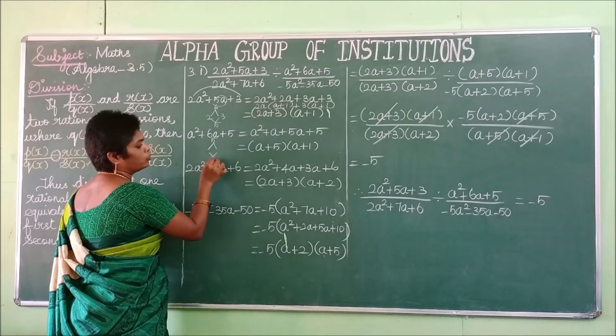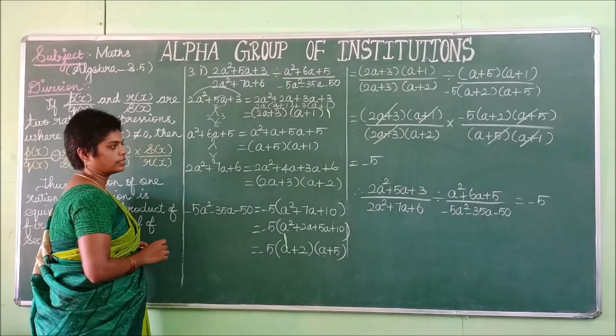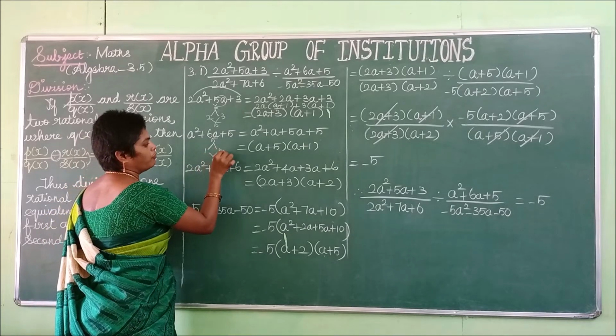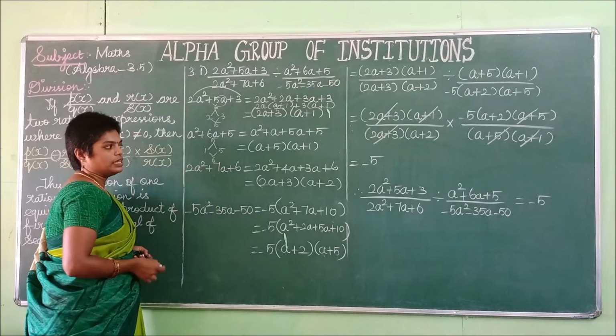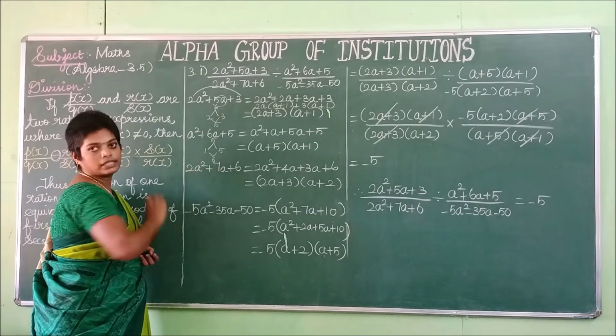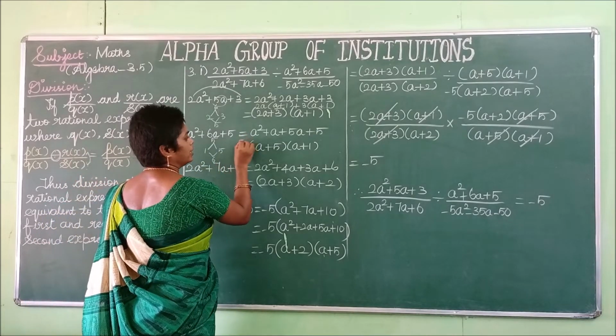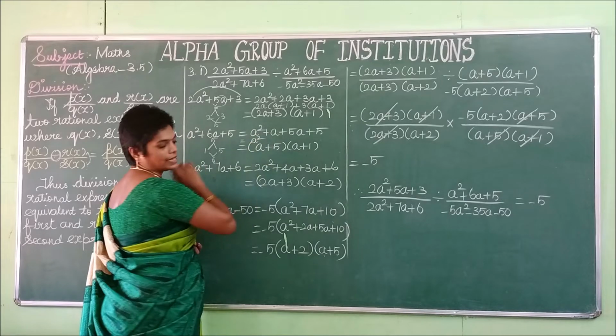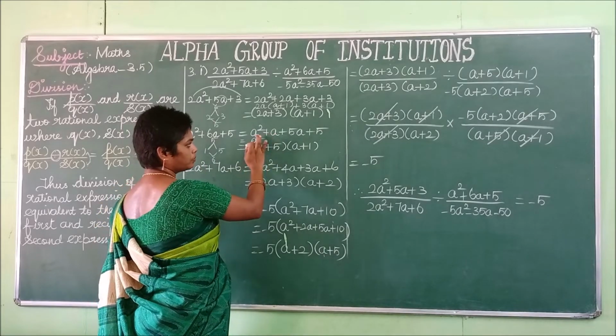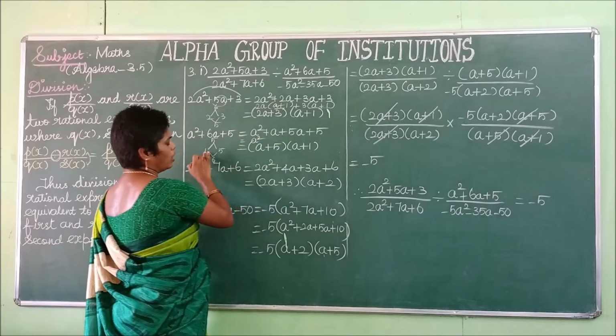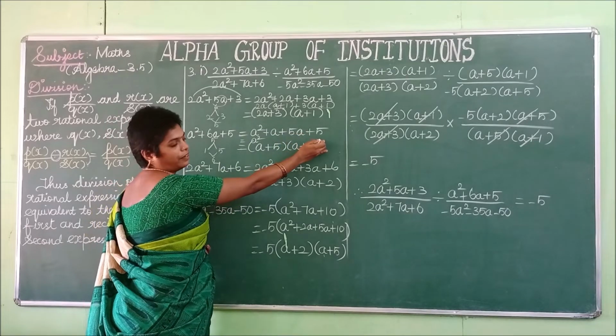If you add any two numbers, you get the value 6. So what is that? 1 and 5. 1 into 5 is 5, and 1 plus 5 is 6. So it can be rewritten as: the first term stays the same, and the second term is rewritten as 1a plus 5a plus 5.